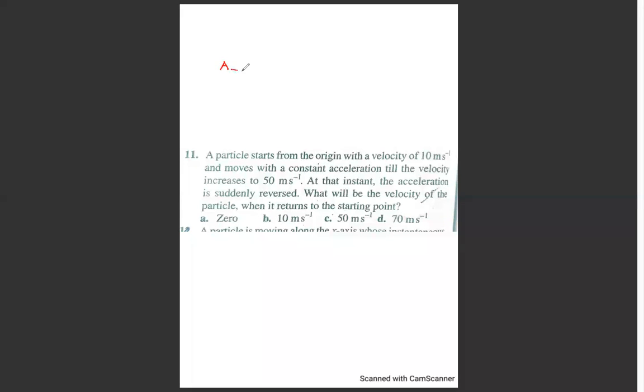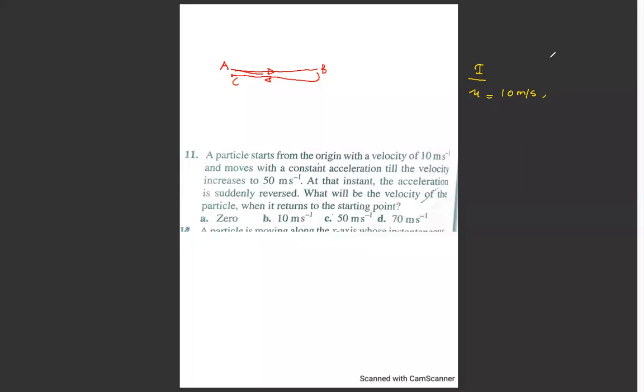Take one part of the journey from A to B, and the return journey is from B to C. While going from A to B, I'm just writing it as part 1 of the journey. In the first part of the journey, the initial velocity is equal to how much? 10 meter per second. Initial velocity is 10 meter per second.